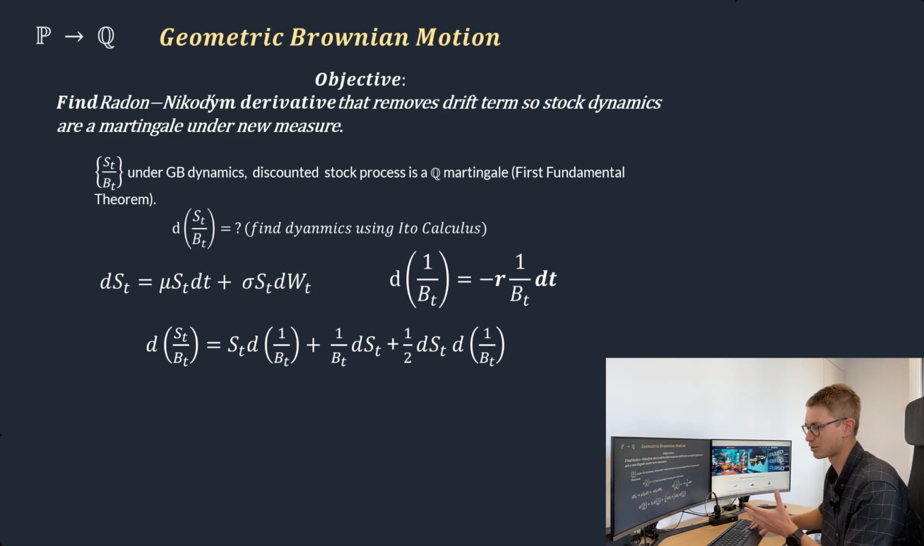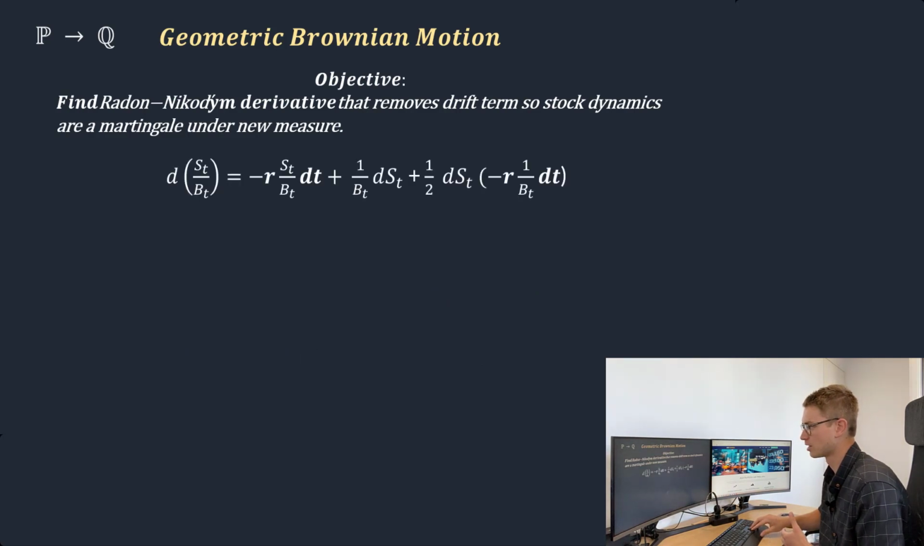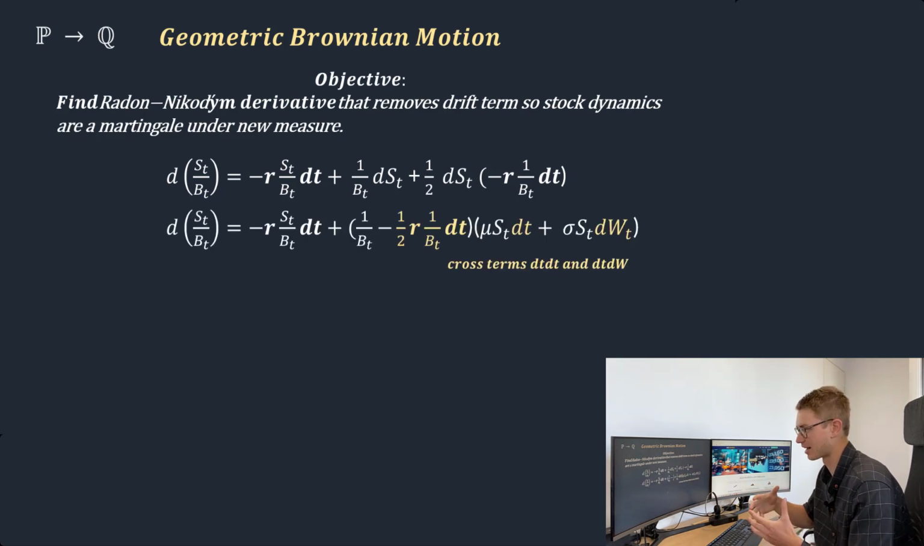Now what we're going to do is substitute these dynamics into that equation and rearrange. We're first just going to place the dynamics of 1 over BT, and we're going to leave dST there because it's a bit complicated to rearrange them all at once. So you can see we've got that minus R ST over BT dt. Now I'm already looking for factors that I can take out. So before I substitute everything in, I'm just going to take out this dST term. You can see that I've factorized that out, and now I can see quite clearly that I have some cross terms that I can get rid of.